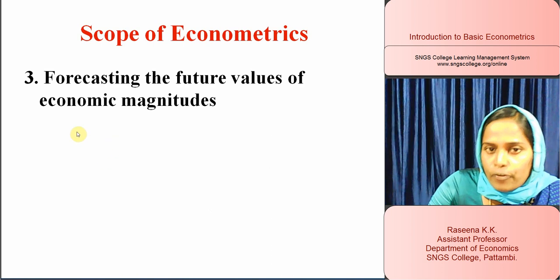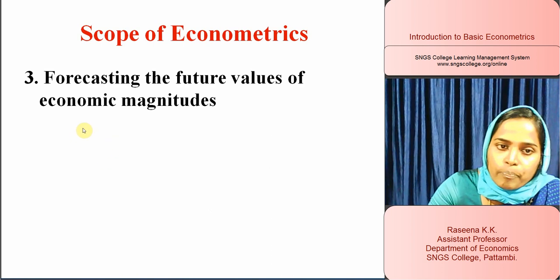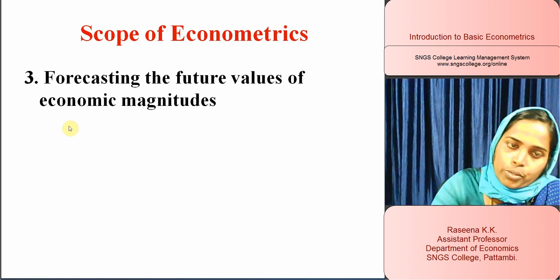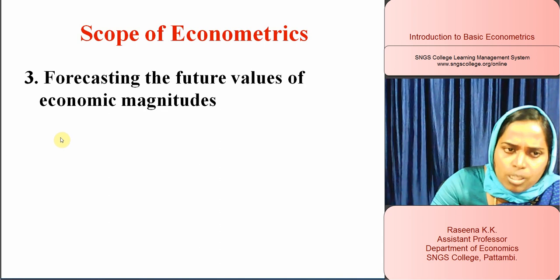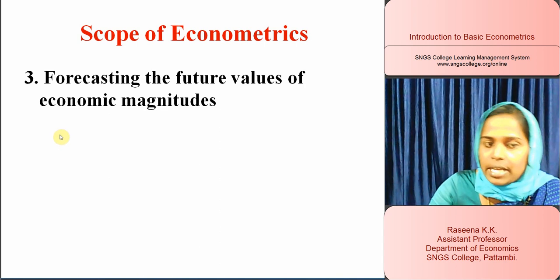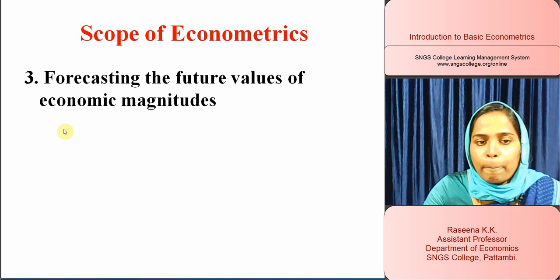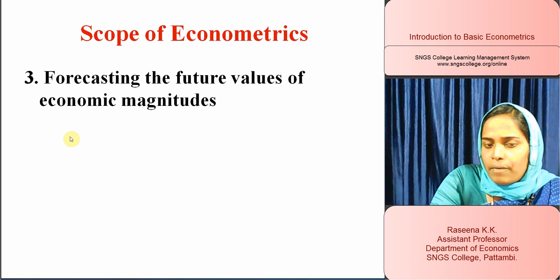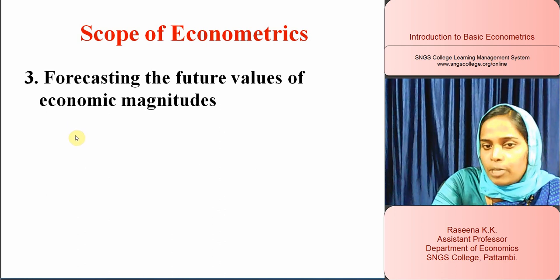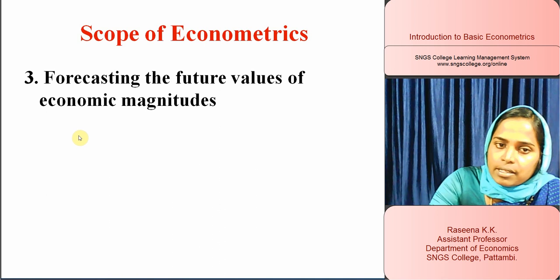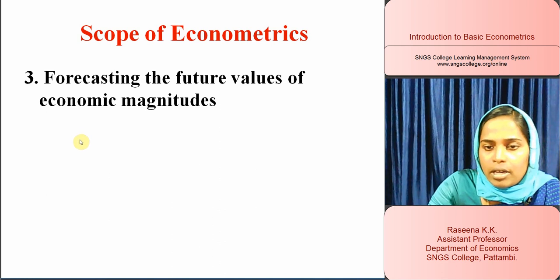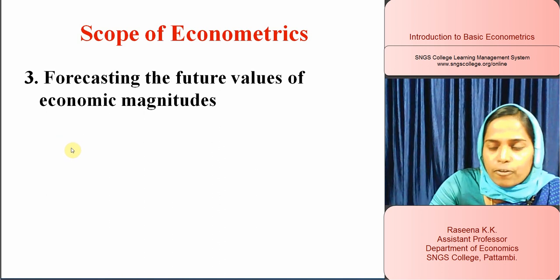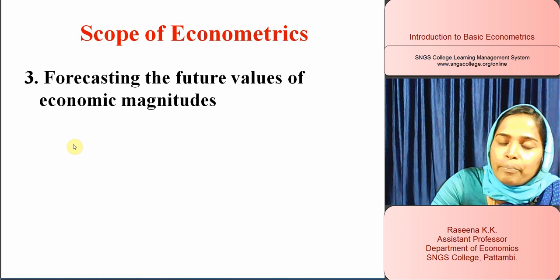And the third scope or role of econometrics is forecasting or predicting the future values of economic magnitudes. This scope or role arises when we are dealing with time series data. Forecasting the future means we have the values of an economic variable for continuous years, and from these we can estimate or forecast the future value of the economic variable.